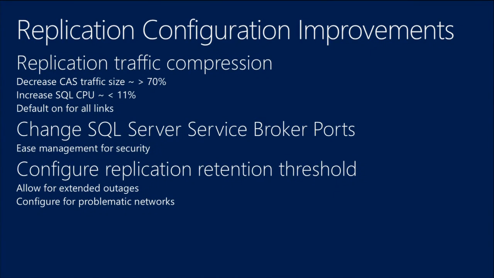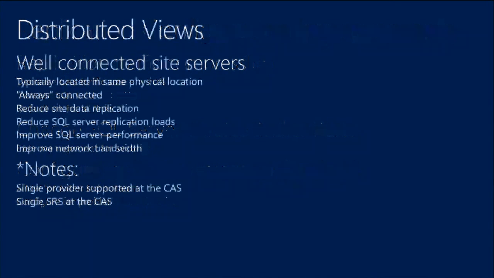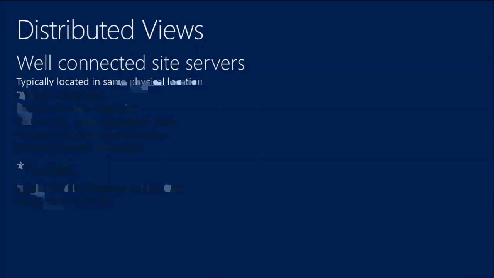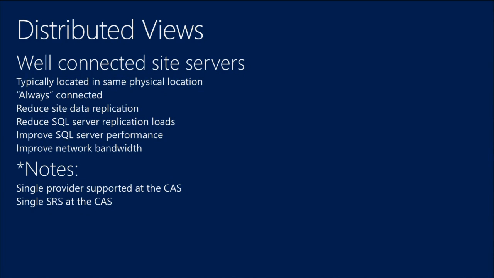You can also change your SQL Server Service Broker ports. You can configure your retention period. That's how much data do I retain between changes in sites before I have to reinitialize everything. And the default is 5 days. So if a child site or a CAS goes offline for 3 days, when it comes back online, we can just replicate the changes between those two databases. If it's 6 days, we can't do that by default. You have to replicate everything, do a new reinitialization. So you can change that retention period if you want to.